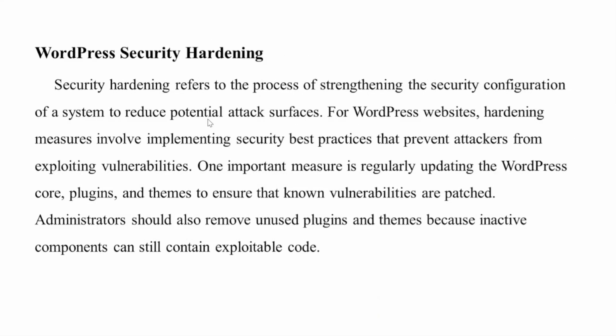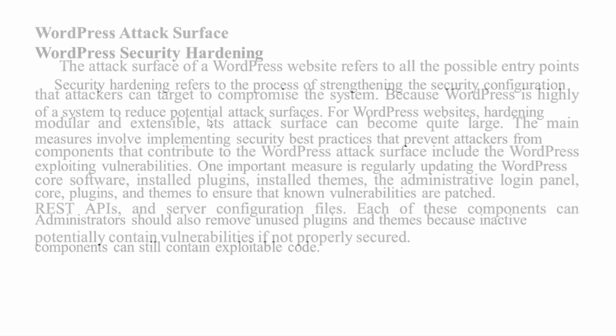WordPress security hardening. Security hardening means strengthening the configuration of your own website to reduce vulnerabilities. For WordPress, best practices include regularly updating core, plugins and themes, removing unused plugins and themes, using strong passwords and multi-factor authentication, and limiting exposure of usernames and sensitive files. Following these practices reduces the attack surface and prevents most common attacks.